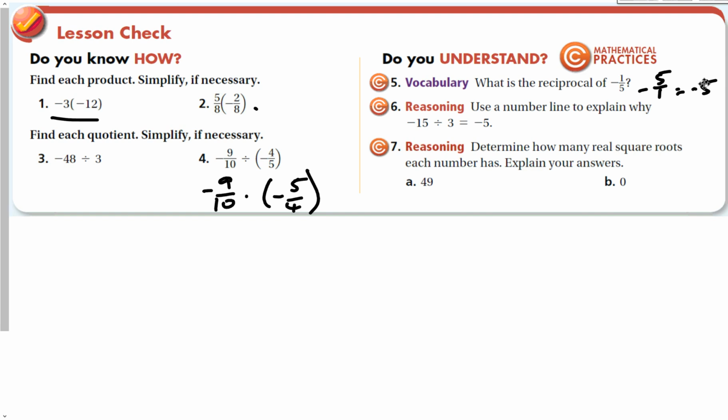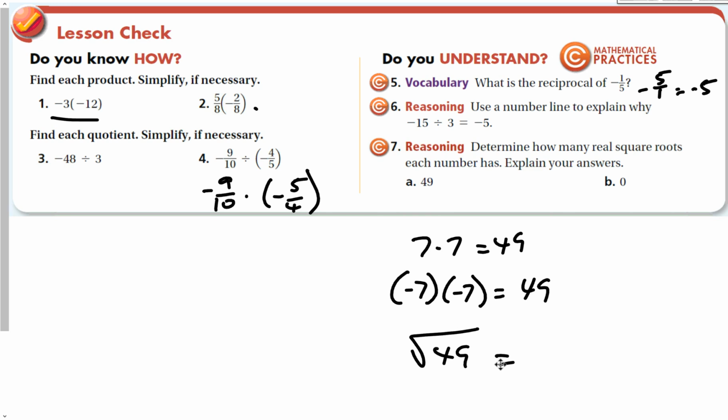Determine how many real square roots each number has. Well, 49 has 2 real square roots, right? Because 7 times 7 is 49, and also negative 7 times negative 7 is 49 as well. However, remember, and we'll talk more about this later, that the square root symbol has only one answer. It's not both answers. Only if you see a plus or a minus in front of the square root do we get two answers, until we're trying to solve an equation.